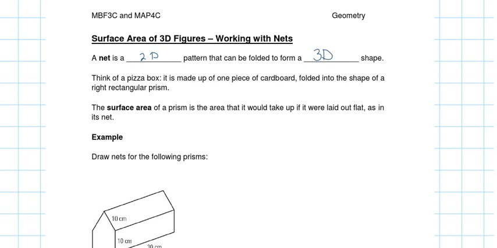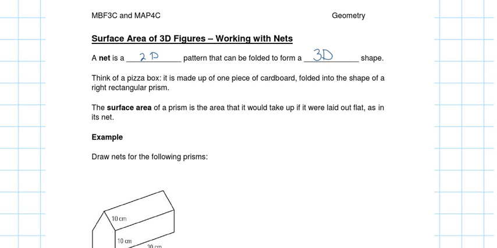Okay? So think of a pizza box. When they bring you the pizza box, if you work in a pizza restaurant, they bring you the pizza boxes as open boxes, and then you have to fold them to make that 3D box. So it's made up of one piece of 2D cardboard, and then it gets folded to make the rectangular prism.